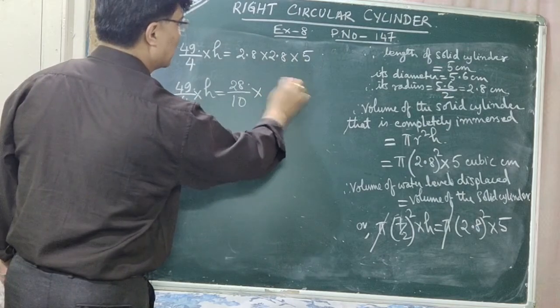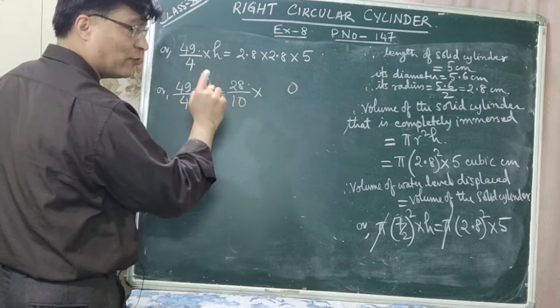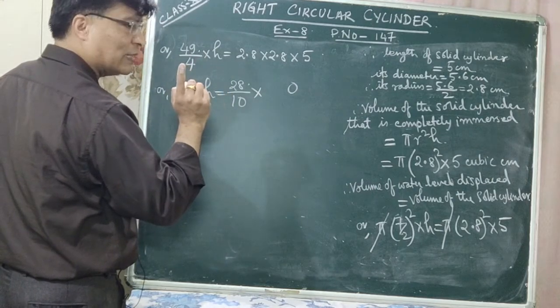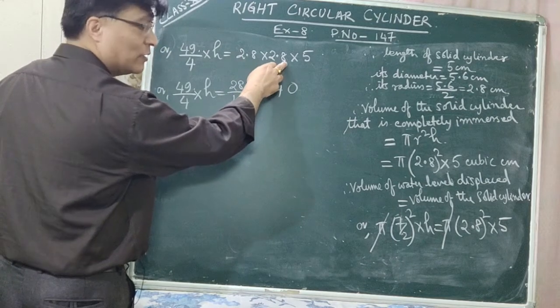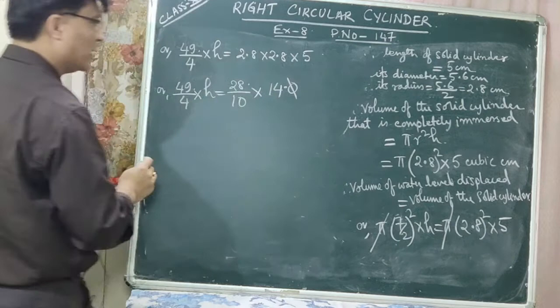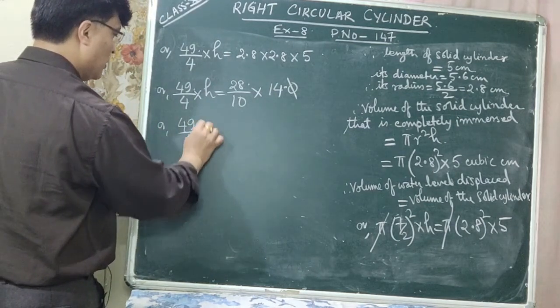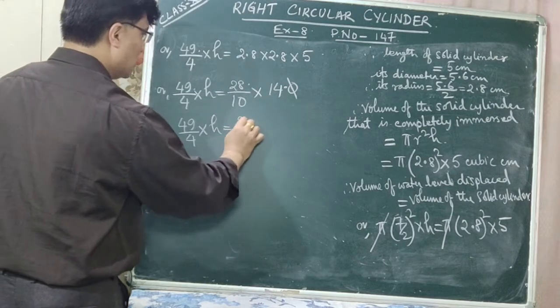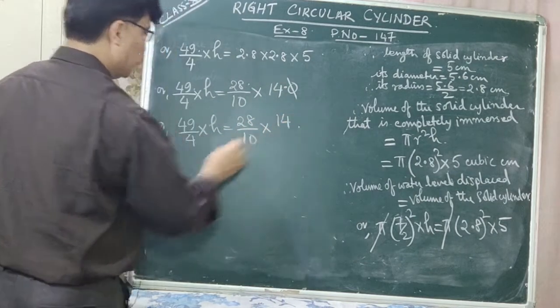5 8s are 40, right? Then 4 5 2s are 10 plus 4 is 14. So after decimal point there is only one figure, so you have to write down decimal point before 1 0. This 0 will be cancelled. Or 49/4 into h is equal to 28 divided by 10 into 14, right?